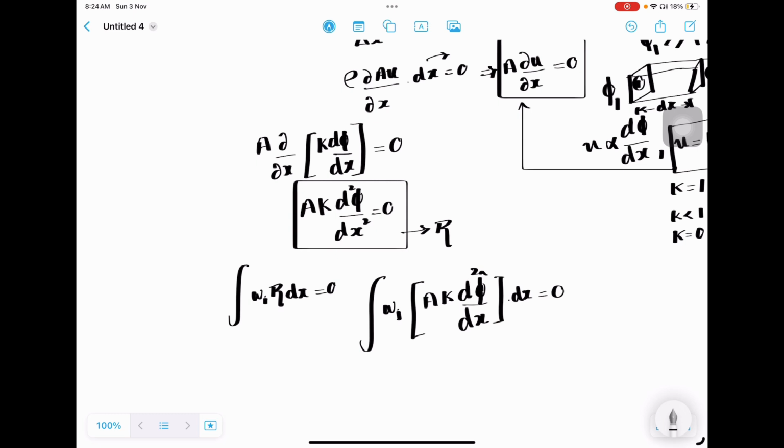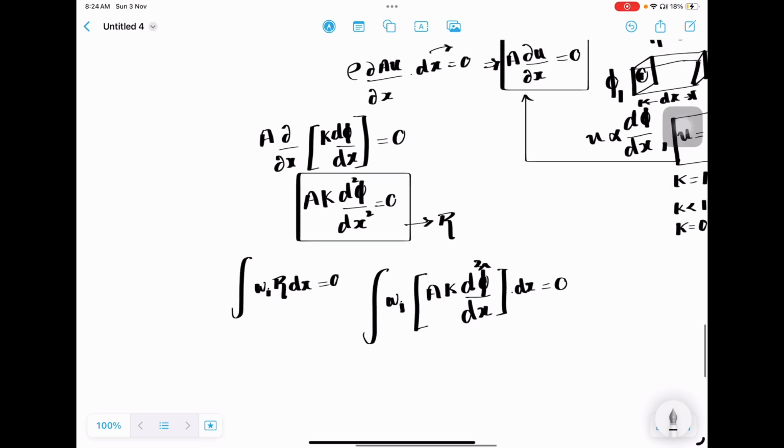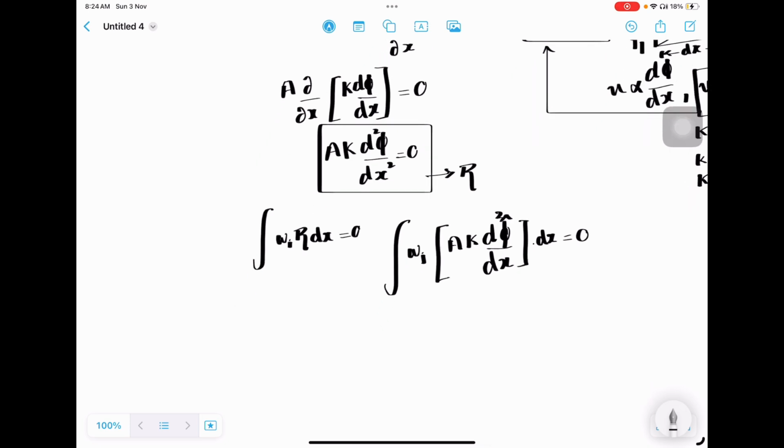In the Galerkin's weighted residual method description, I have tried my best to explain its physical meaning. You can check it at your leisure. So that is our Galerkin's weighted residual method. This cap indicates that you have assumed a trial solution for phi, differentiated it 2 times, and substituted it here. This is the expression for Galerkin's weighted residual method.